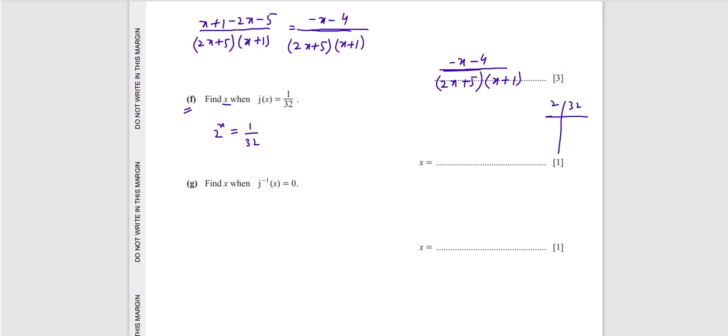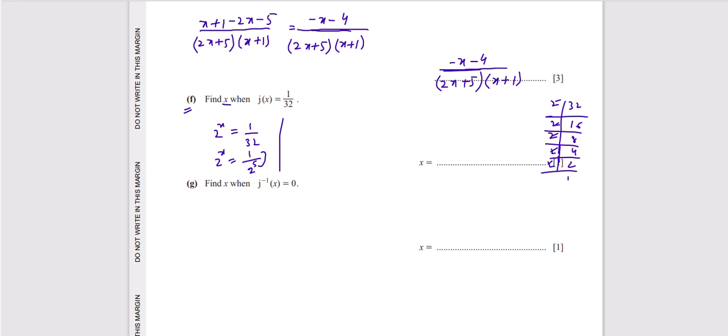32 is equal to 16, 8, 4, 2 and 2, 1 is 2. 1, 2, 3, 4, 5. So 2 raised to the power x is equal to 32 should be written in the form of exponential, that is 2 raised to the power 5.